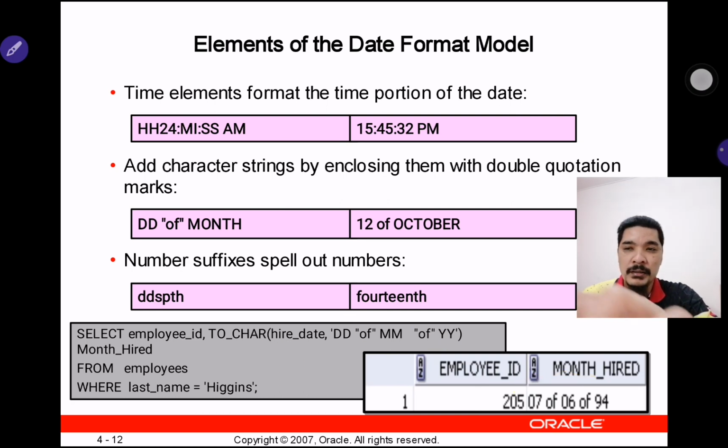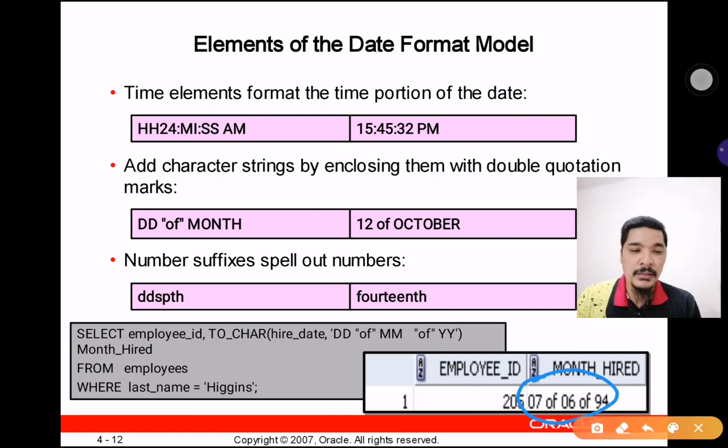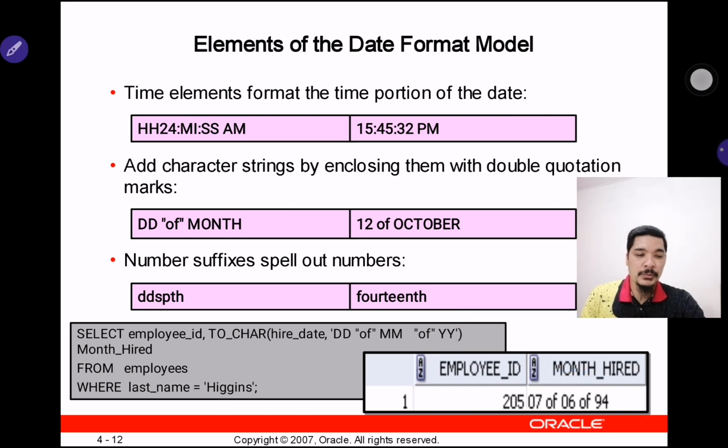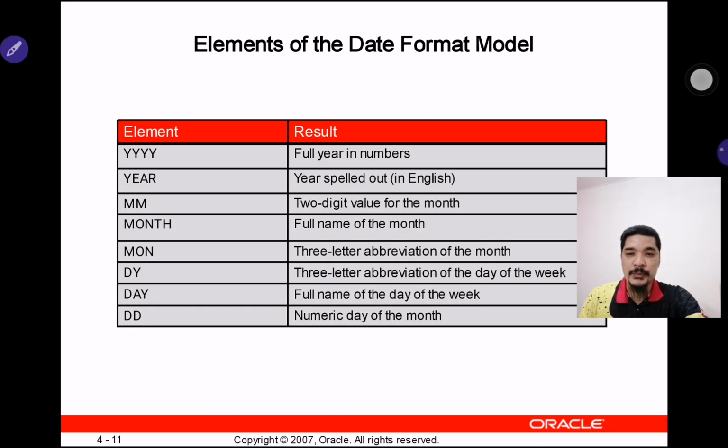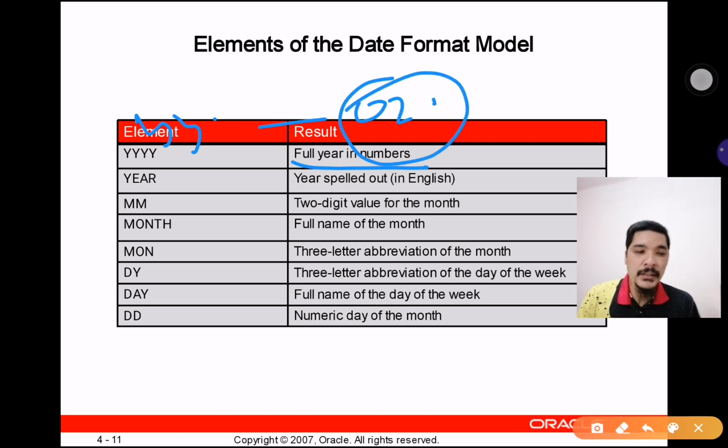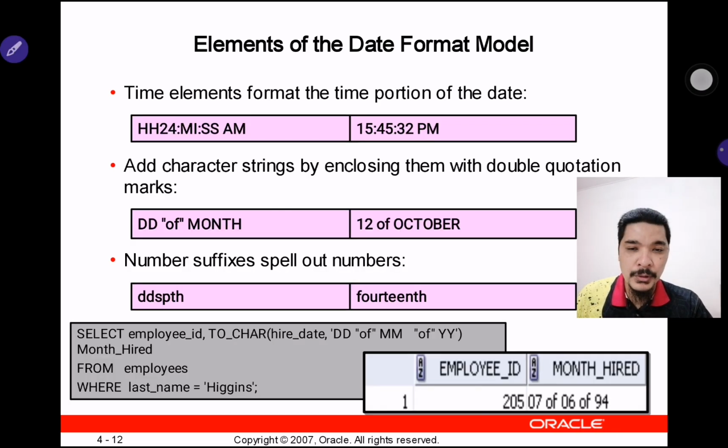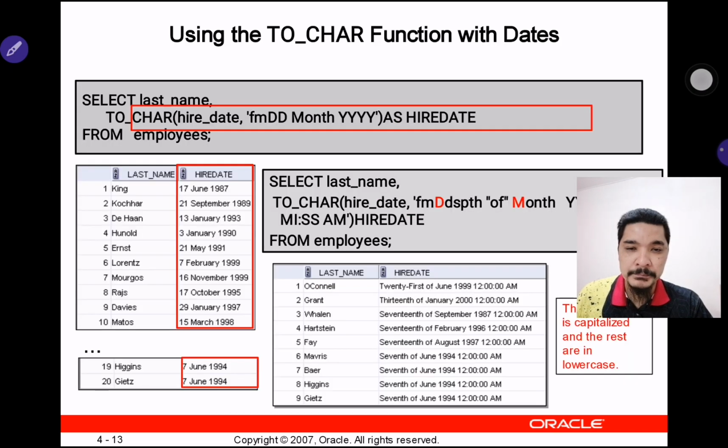At the end of the day, we get the output 07 of 06, meaning June 7 of 94. Why 94? Because YY is 2-digit. Refer to this one. If let's say you put YYYY, it's the full year in number. If you put YY only, it's only 2 digits. That is for the format number. Alright, so move to the next one.